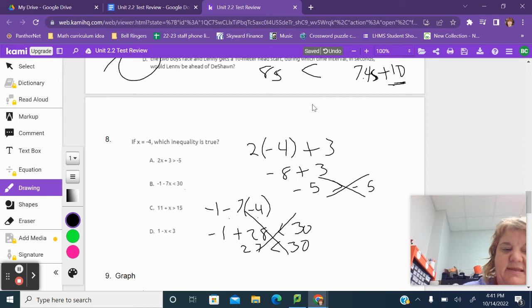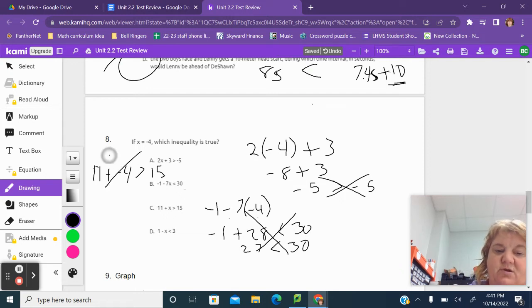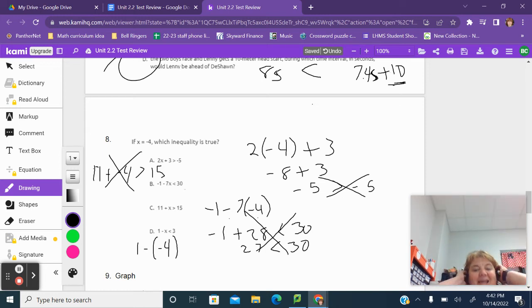Okay, so let's try this one. 11 plus a negative 4. Is that greater than 15? Well, no, that's 11 minus 4. That doesn't work either. 1 minus a minus 4. None of these work. How did I get none of them to work? Did I do something wrong? Okay, 11 minus 4 is greater than 15. That definitely didn't work. 1 is less than. This one was true.